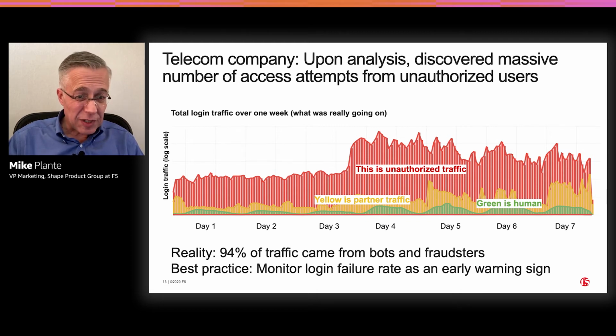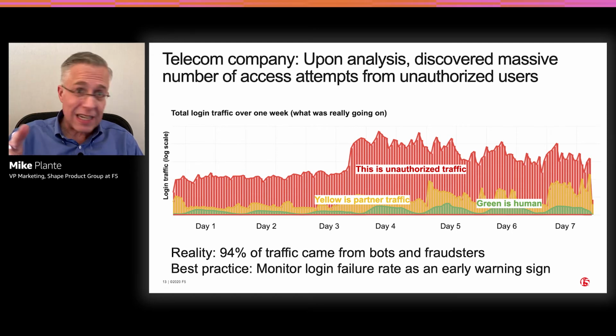In this specific instance, remember the vertical axis is much larger than it appears, just so you can even see the green diurnal curve of the human traffic. The actual reality in this specific instance was 94% of the traffic to the login page for this specific web application, this website, was from people trying to log in without access, without authorization.